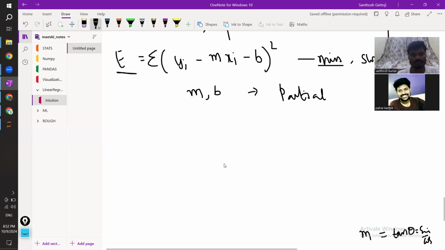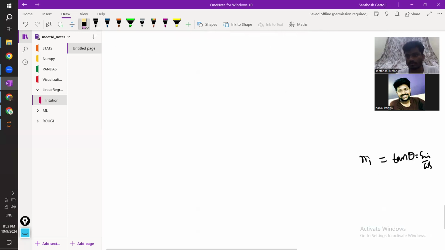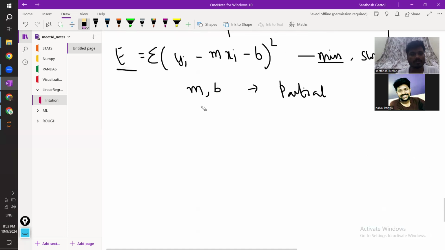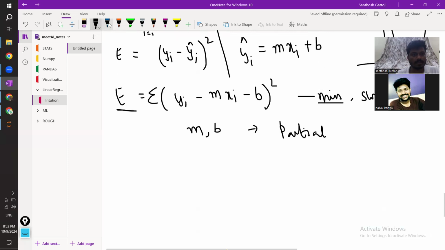Now if I just quickly show you, just give me a second. Over here, I have this e value, right? So over here, what is my e value is this.